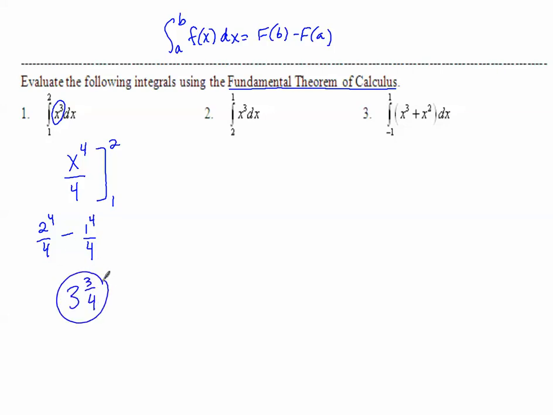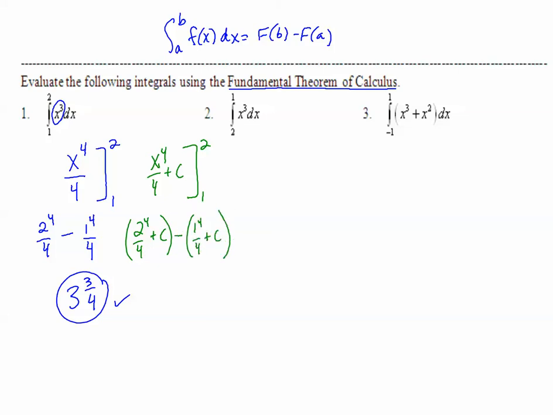Now you might have been wondering, why aren't we writing plus c? Well, let's look at it if we had written plus c. X to the 4th over 4 plus c, evaluated from 1 to 2. Of course, we never want to forget plus c when we're doing antiderivatives. But I plug in 2 to the 4th over 4 plus c. I subtract 1 to the 4th over 4 plus c.